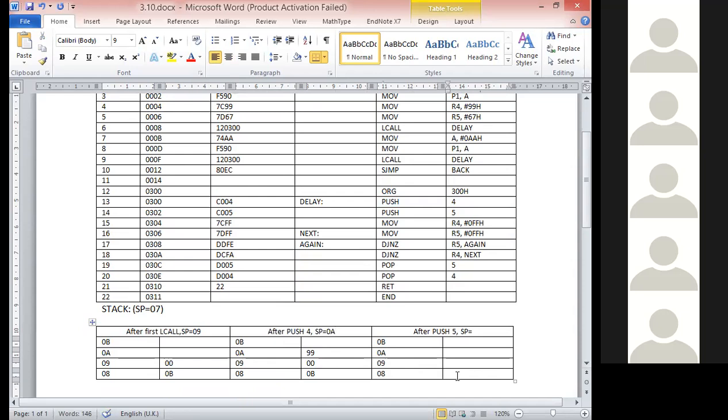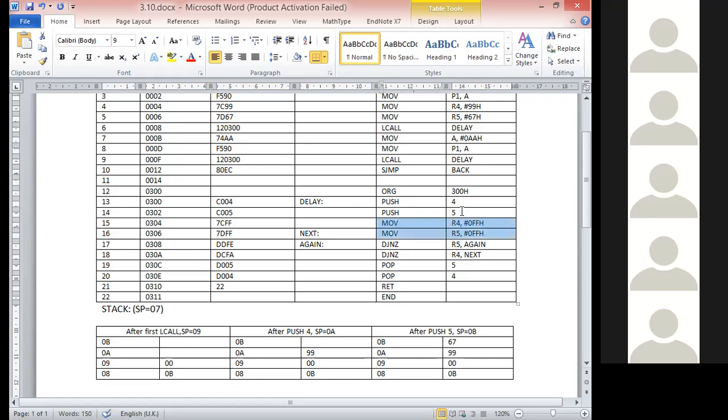So what happens after PUSH 5? The previous things will be like this: 0B, 00, 99. What will be the change? What will happen after PUSH 5? Come on, now you should be able to answer. 67. Exactly. Now it will be 67. And the value of your stack pointer is 0B. Okay, after that, we execute this line. This line.